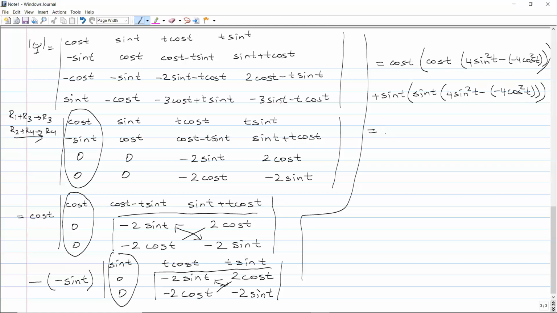So I have cosine t times cosine t is cosine squared t, and 4 sine squared t plus 4 cosine squared t is just 4, plus sine t times sine squared t. Again, 4 sine squared t plus 4 cosine squared t is 4. So this thing is, again, just 4. Because sine squared t plus cosine squared t is 1. Okay, we are going to use it later, so let me write it again. Determinant of this whole fundamental matrix is just 4.